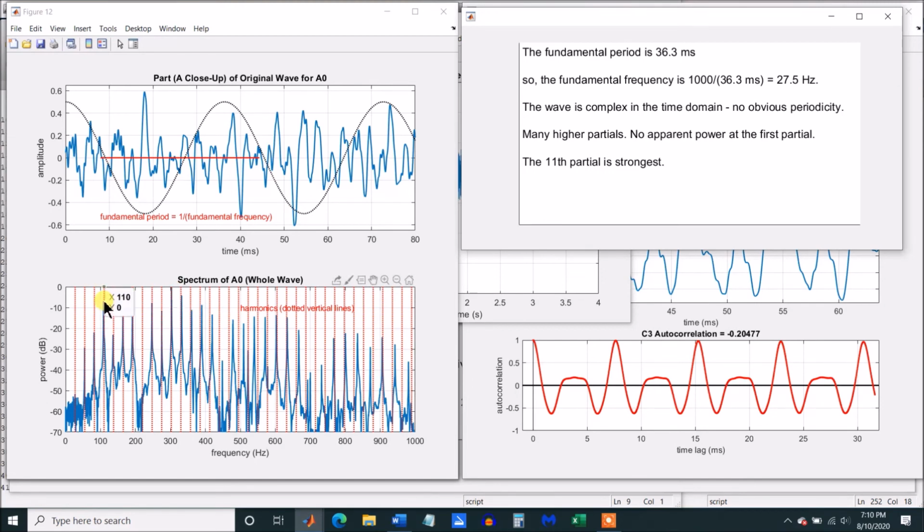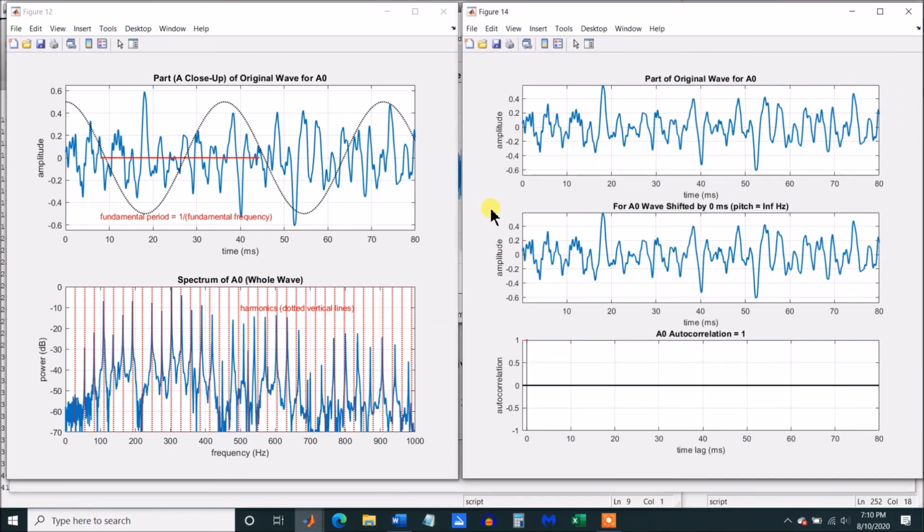This partial here, which is the fourth one, is fairly strong. It's only about 6 dB down from the maximum. And once again, you see the inharmonicity show up because of the fact that the partials get sharp relative to the harmonics. But this is going to be a different kind of curve because I don't have any strength at the first partial or at the fundamental frequency. So let's take a look at the autocorrelation now.